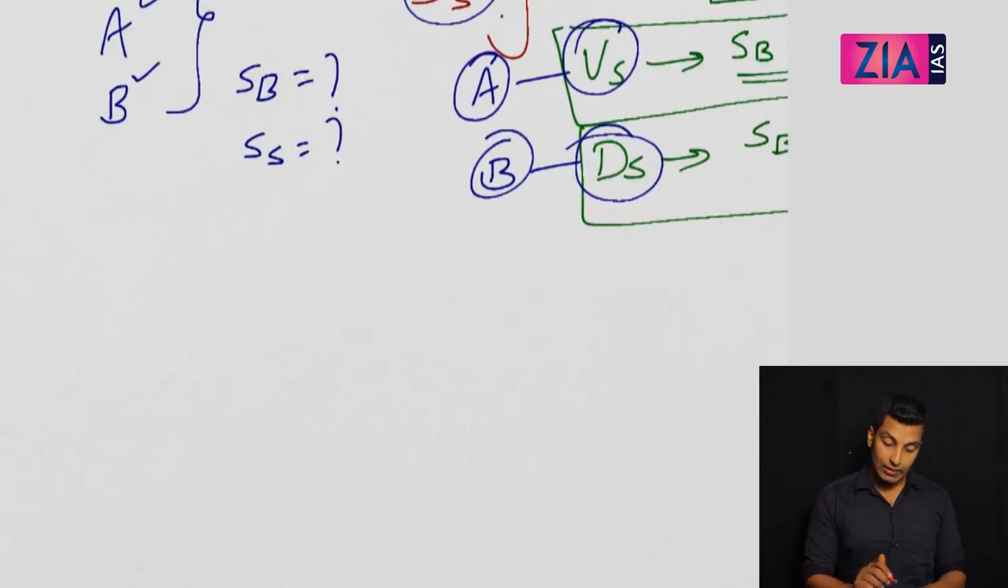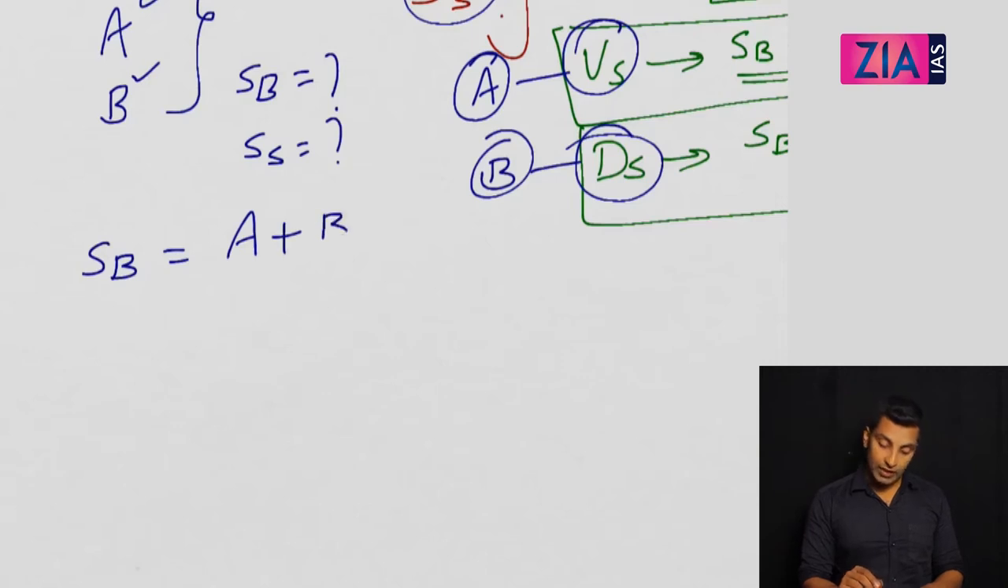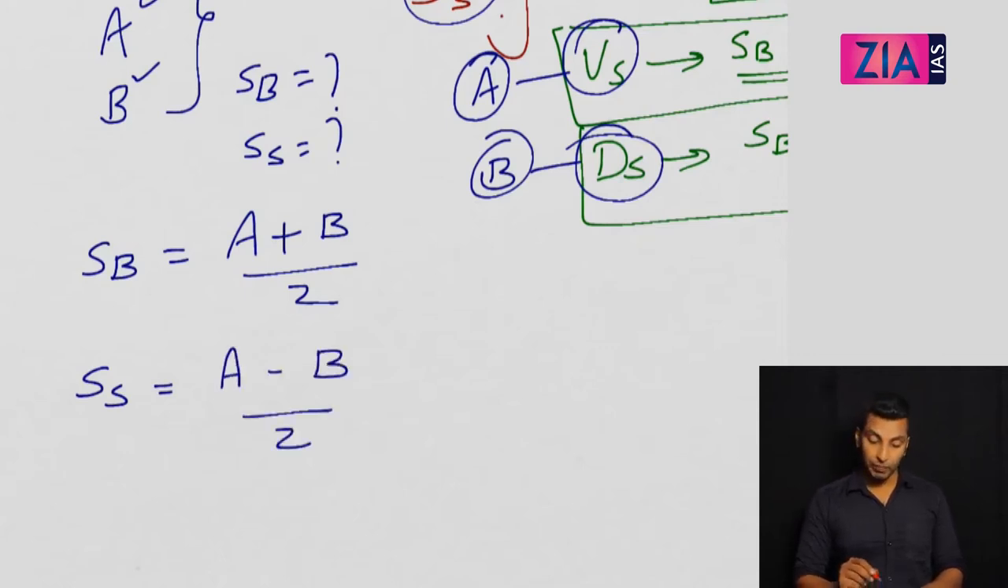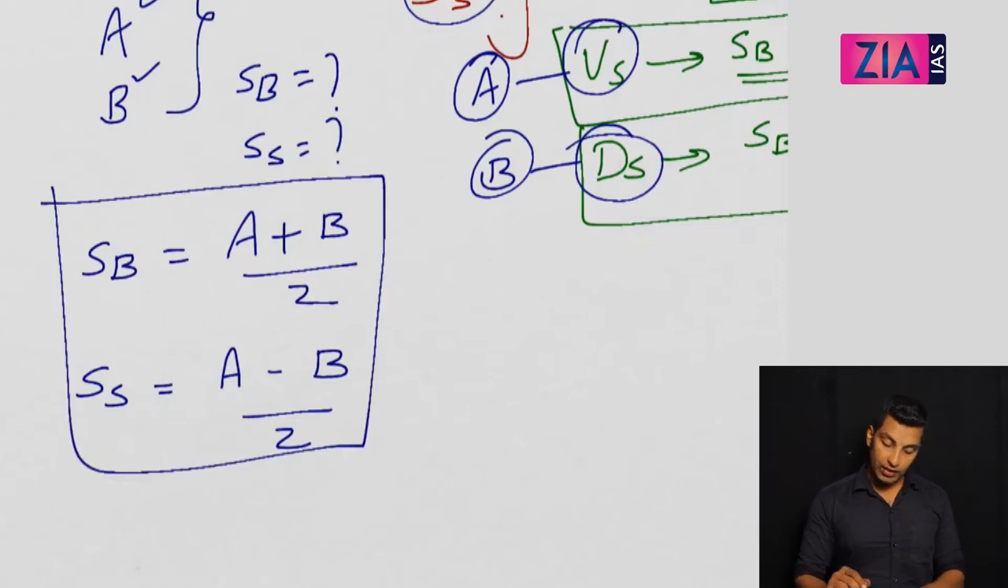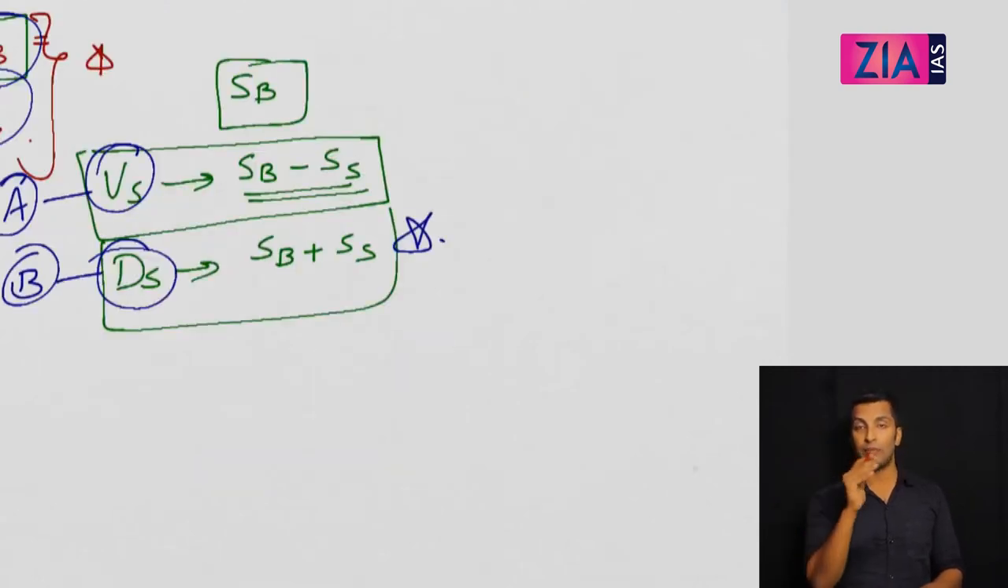In this case, what is the speed of the boat? If upstream speed is A and downstream speed is B, the speed of the boat is (A plus B) divided by 2. Then what is the speed of the stream? Upstream speed A minus downstream speed B, divided by 2. These are the 2 points that you need to remember. This is one less, so SB minus SS. Downstream speed will be more, so SB plus SS.